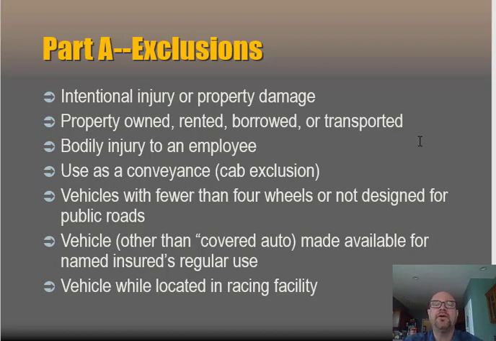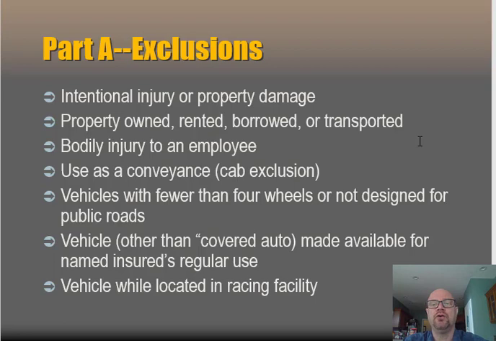When we talk about the Part A exclusions, intentional injury, not a surprise. Anything intentional is always excluded. So if it can be proven that I deliberately damaged somebody else's property or deliberately hurt them with my automobile, then my auto insurance isn't going to cover. That's a tough thing to prove. But if it can be proven that I hurt somebody on purpose, then yeah, it won't be covered.